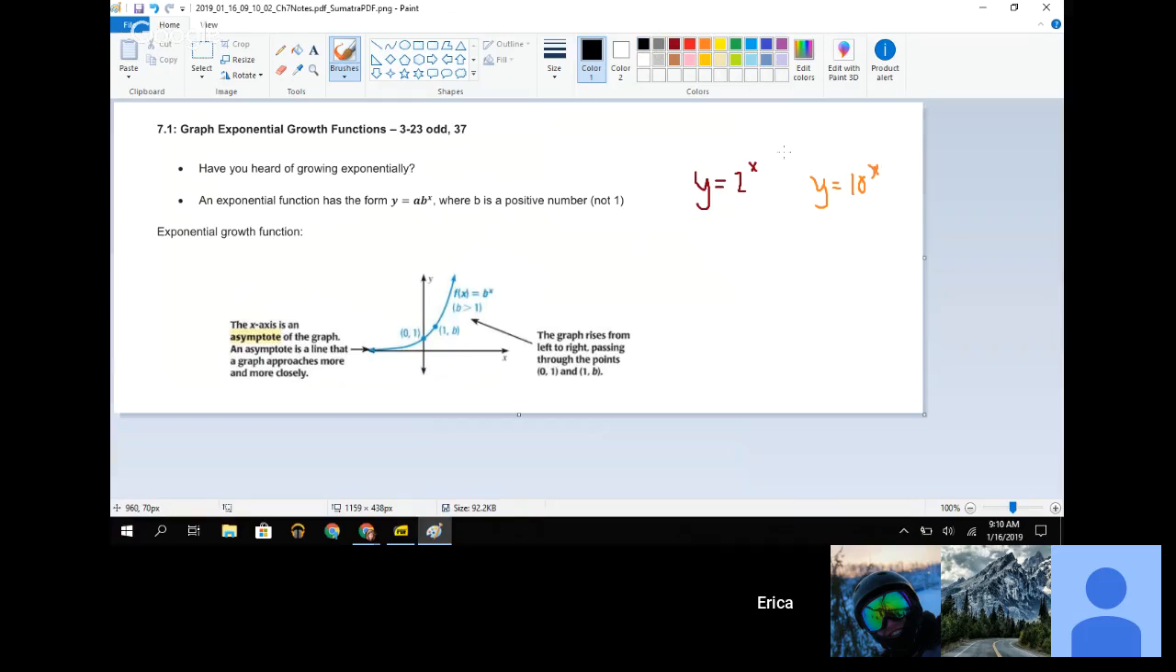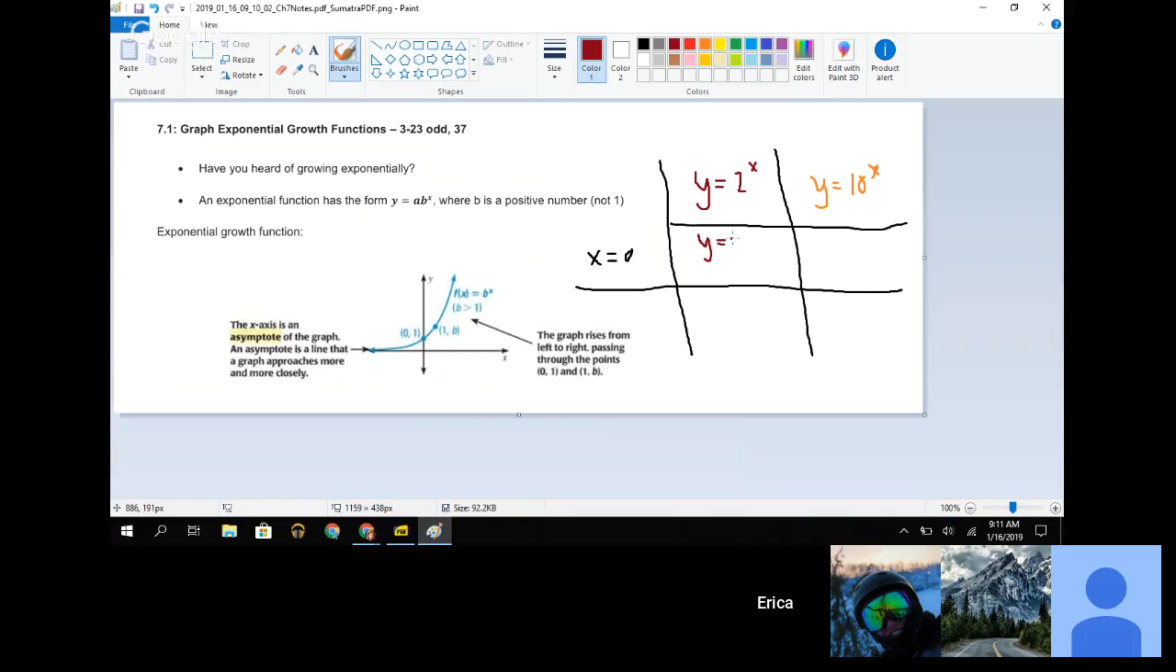And so what we want to do is look at what happens when x equals 0. What happens when x equals 0? Okay, so when x equals 0, this first equation becomes y equals 2 to the 0 power. Okay, if I can write a 0 on there, 2 to the 0 power. And this equation becomes y equals 10 to the 0 power.